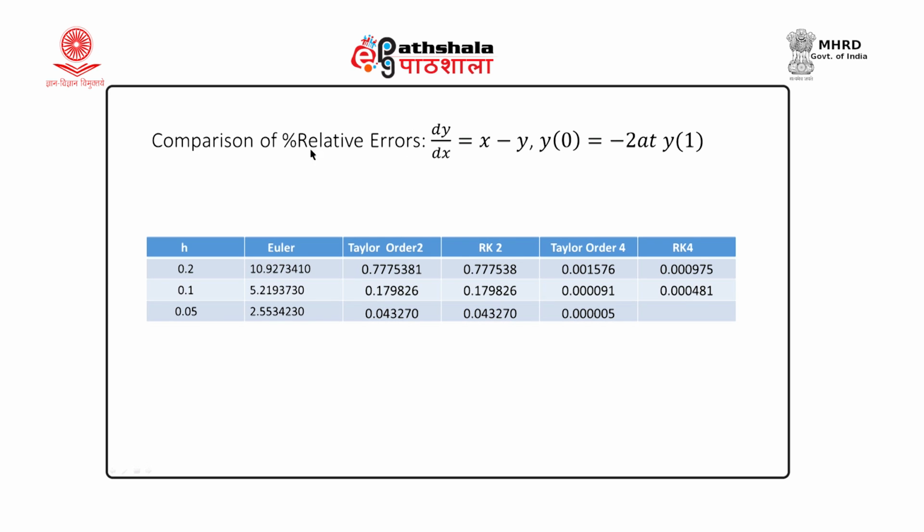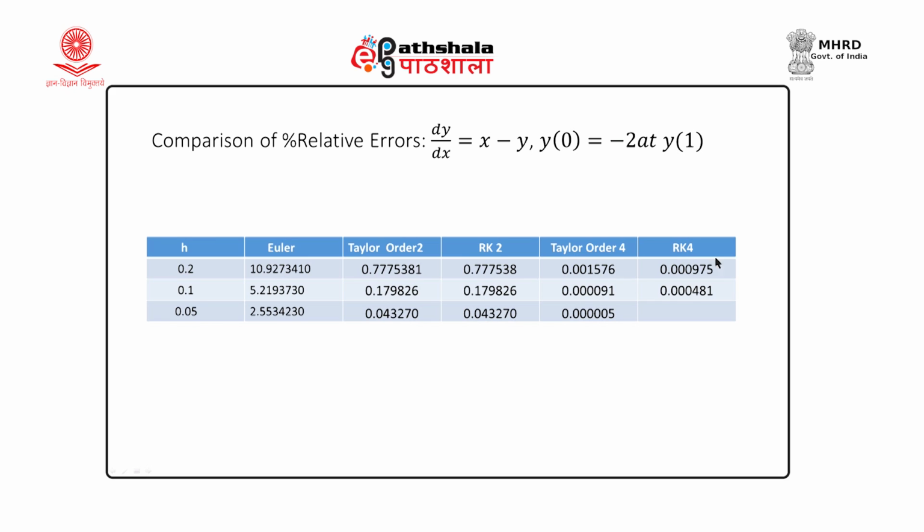So, this is the same thing, the chart. The only thing is I have included the Euler method also here in this chart. Say H equal to 0.2, Euler is 10.9, almost 11% error, and Taylor order 2 0.77% error, and of course, these you have already seen in the graph. But if you look row wise, 0.2, Euler 11%, Taylor order 2 0.77, RK2 0.77, these are percent relative error, and Taylor order 4 0.001% and RK4 still less, 0.0009%.